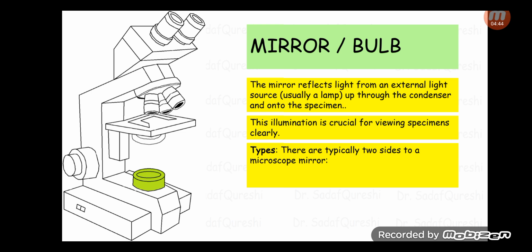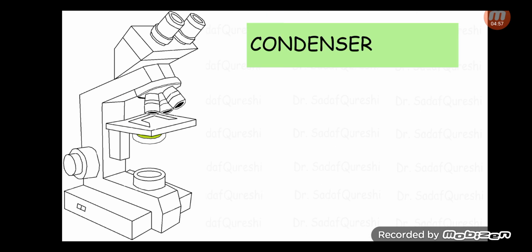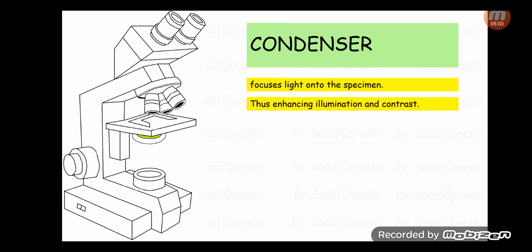There are two types of mirror that can be used in a compound microscope. The first type is the flat mirror and the second type is the concave mirror. They are used based on their usage. The second optical part of the compound microscope is the condenser. It focuses light onto the specimen from the light source, thus enhancing illumination and contrast of the specimen.